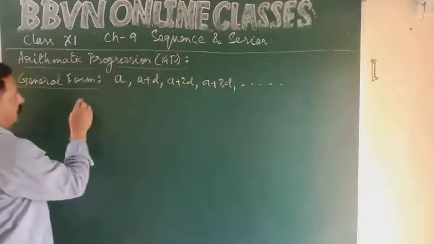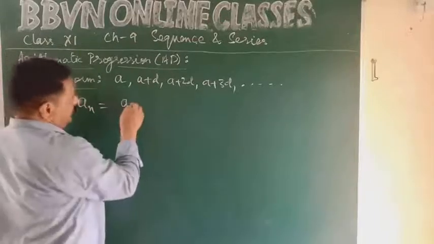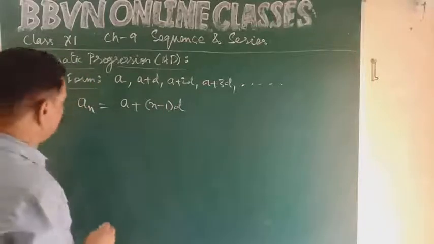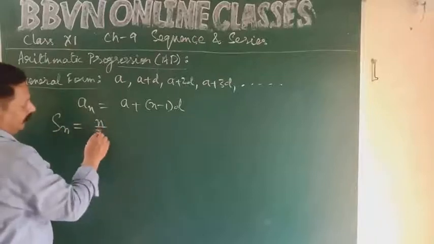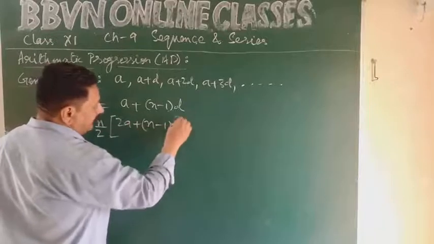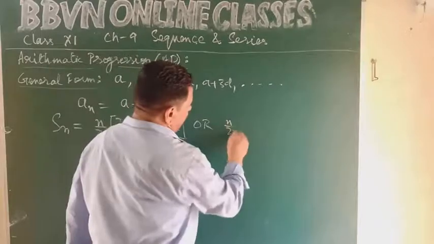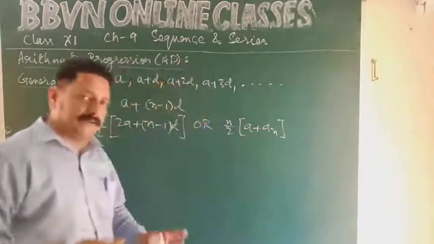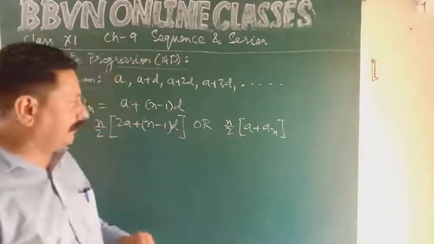Okay. So we know that nth term of an AP is A plus (n minus 1) into D. This is what you have done in class 10. Also you have done sum of n terms of an AP is n upon 2 into (2A plus (n minus 1) into D), or simply it is n upon 2 into (A plus an). Up to here you have done in class 10, right? It's just a recap of what you have done.